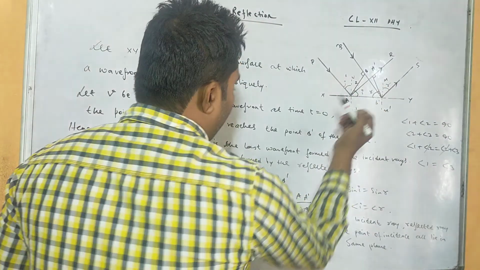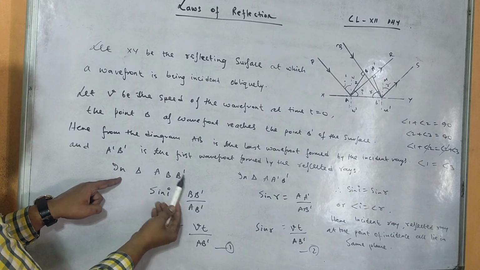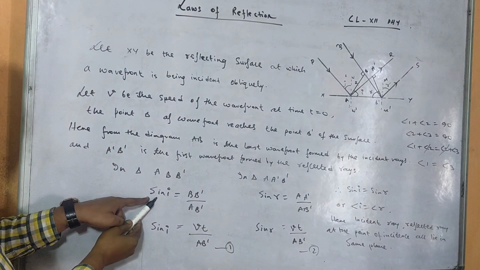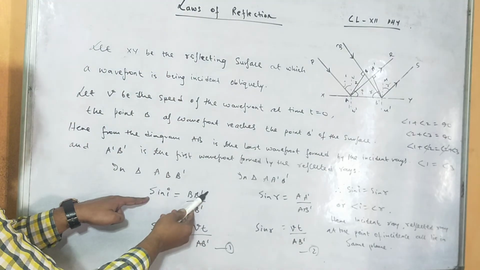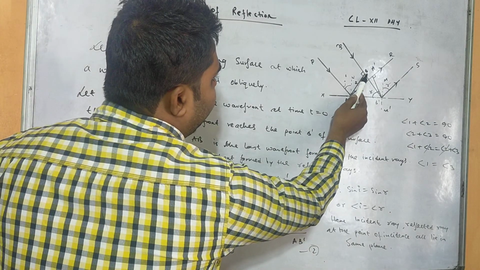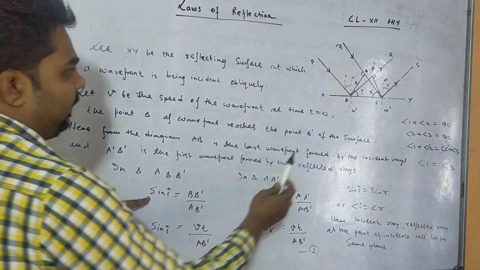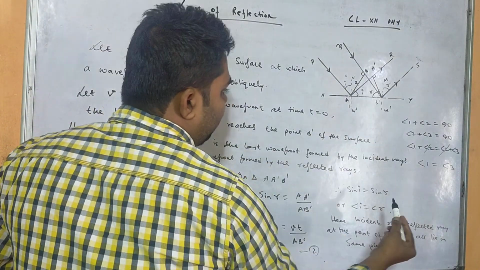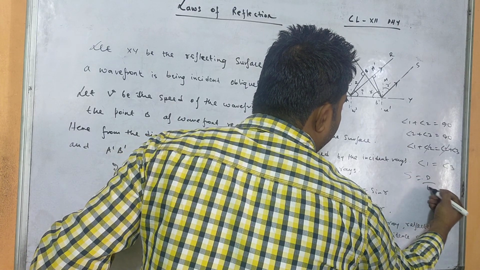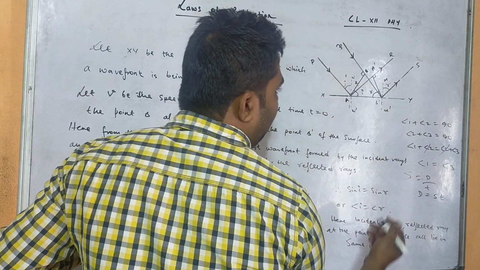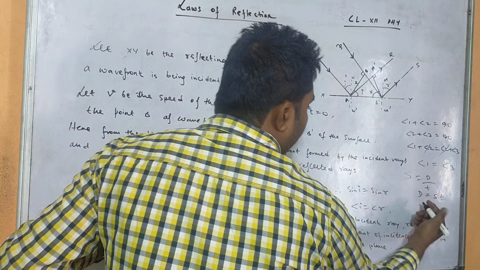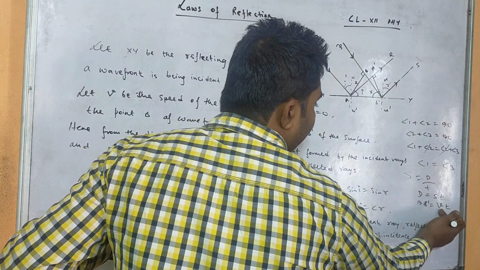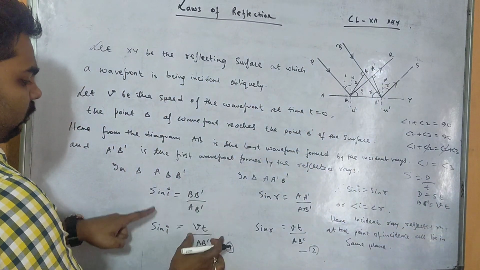Now we will consider two triangles. Okay, see the triangle I have written here. In triangle ABB dash, we will find sin I. Sin I equals perpendicular by hypotenuse. So what is the perpendicular here? BB dash is the perpendicular, and the hypotenuse is AB dash, right? For BB dash, we know speed is equal to distance by time. So distance is speed into time. Distance means here B to B dash. Then what will be the speed? V, because the speed of light in air we consider as V, at time T.